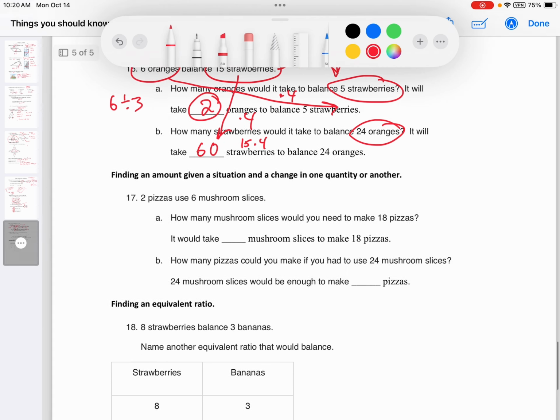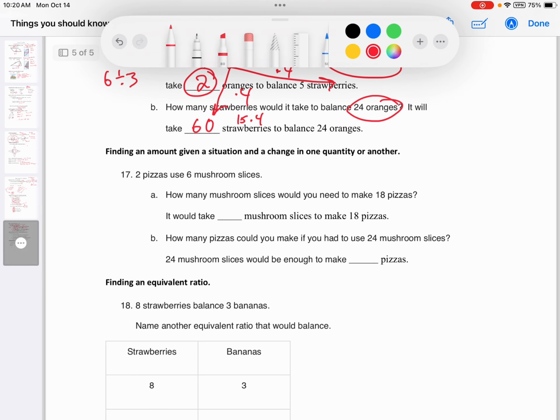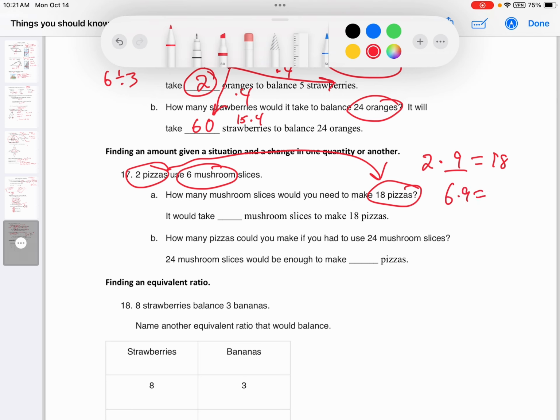Find an amount given a situation and a change in the quantity of one or another. So this is 18 pizzas. We look up here, that's 2 pizzas, and I think to myself, how do I go from 2 to 18? To go from 2 to 18, I do 2 times 9 equals 18. So therefore, what should I do to 6? I should do 6 times 9, which is 54 mushroom slices.